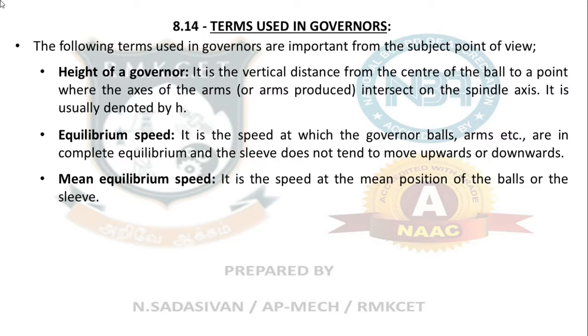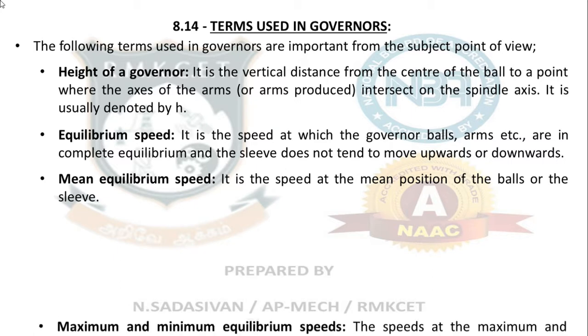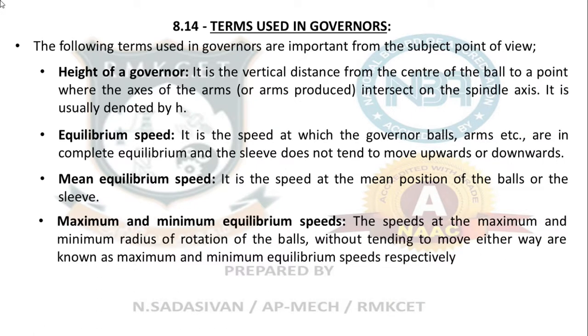Mean equilibrium speed is the speed at which the mean position of the balls and the sleeve are almost similar. Maximum and minimum equilibrium speed is the speed at the maximum and minimum radius of rotation of the ball without tending to move either way. There is a maximum limit up to which these balls can fly outwards, beyond which the length of the links will limit the balls from traveling outwards. That is your maximum equilibrium speed. Similarly, minimum. It can come down only up to some position beyond which the length of your link will stop the ball from moving downwards. That is your minimum speed.